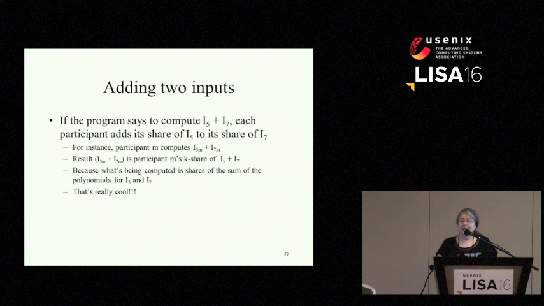So the way you add two inputs, let's say the program says to compute I5 plus I7, each participant adds its share of I5 to its share of I7, which results in sort of an equation where the answer is going to be the sum. So, I mean, this is incredibly cool, and it just works. You can just add the two things, and the answer that you get will be a share of the sum. So if it were just this, it would be really cool.